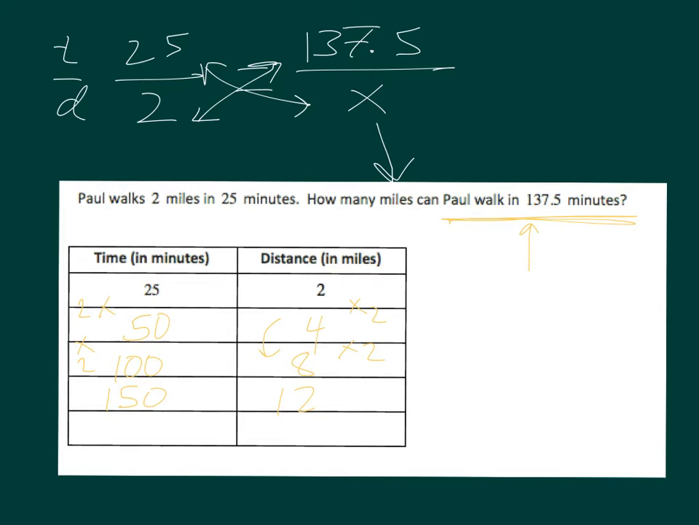So I know my answer, and if I'm using this table well, I hope you guys can connect that my answer has to be somewhere in between 8 and 12, because the time that I'm expected to figure out the distance for is really right in between 100 and 150.